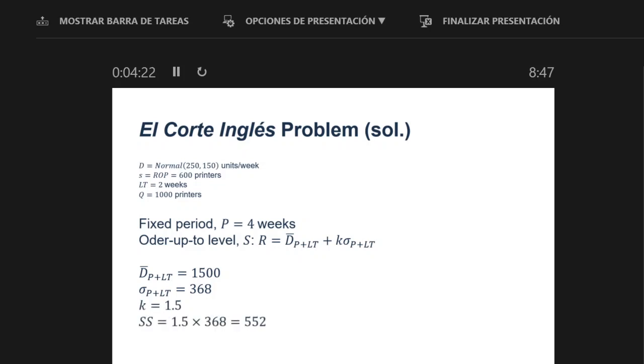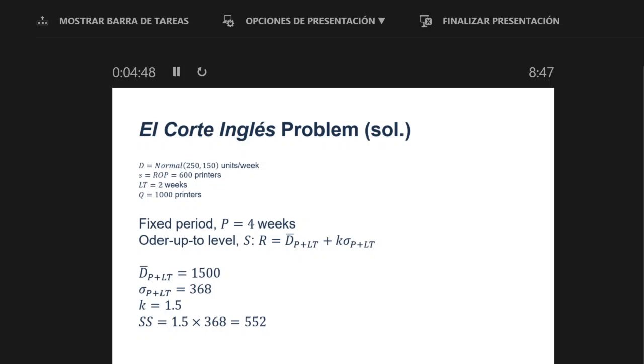Okay, so now we can decide that our safety stock, which is this here, which is what we add to the demand during P plus LT, is 552, which is larger than, remember, the safety stock we used to have in the previous policy. And the order up to level is that 1500 plus this safety stock, which is 2051.